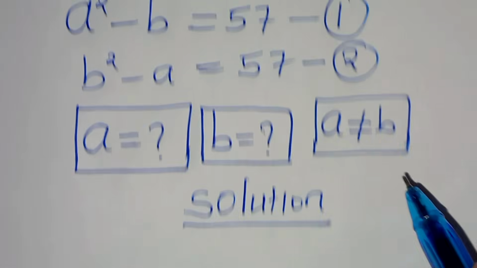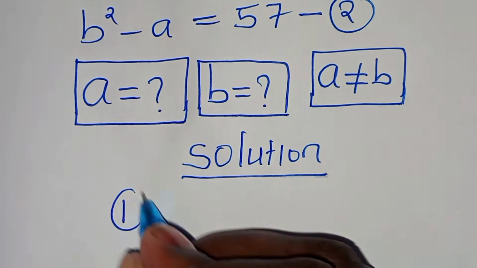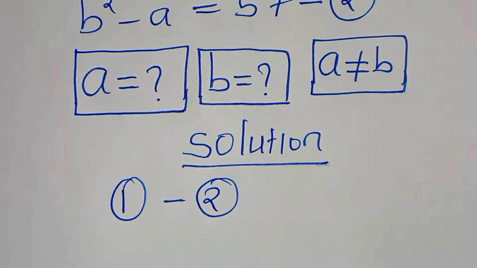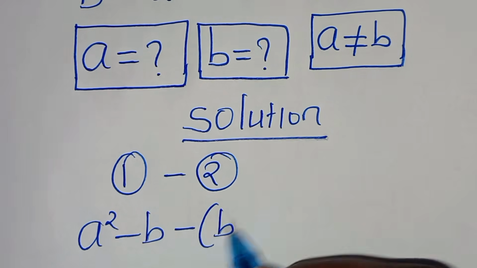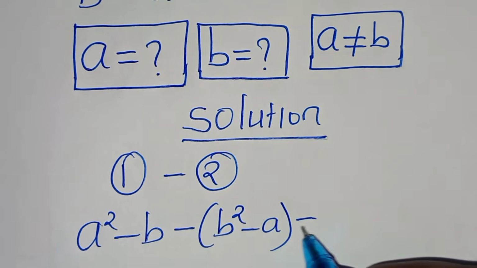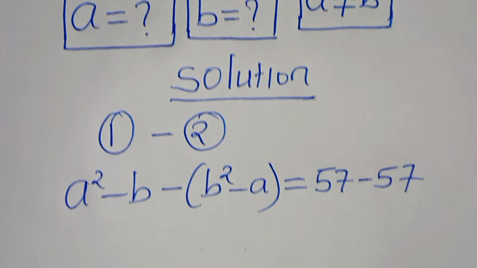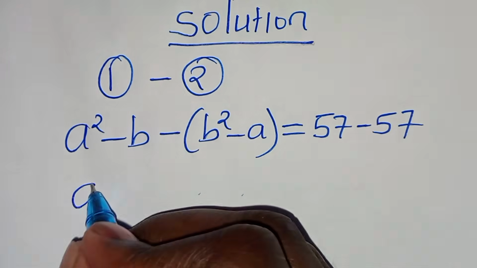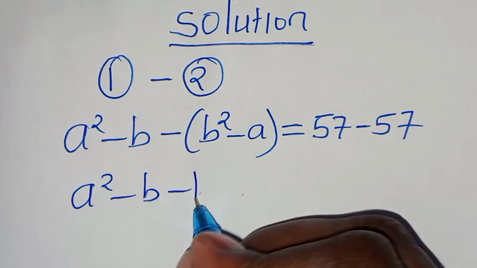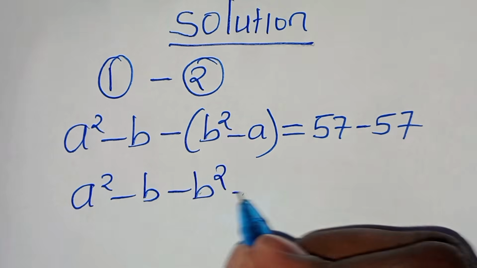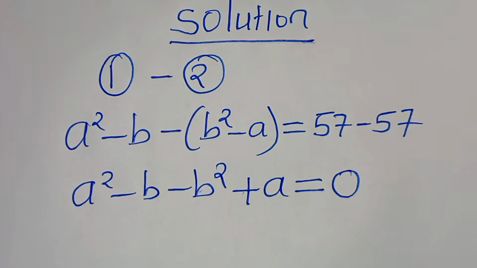The first step is to subtract equation 1 by equation 2. That is equation 1 subtract equation 2. That is a squared minus b, minus b squared minus a. This is equal to 57 minus 57. So this implies we have a squared minus b. Let's open the parentheses here. This is minus b to the power of 2. Minus times minus a, this is plus a. And this is equal to 57 minus 57, which is 0.